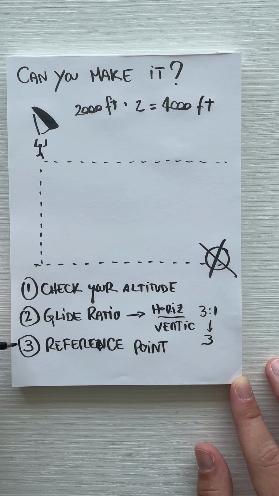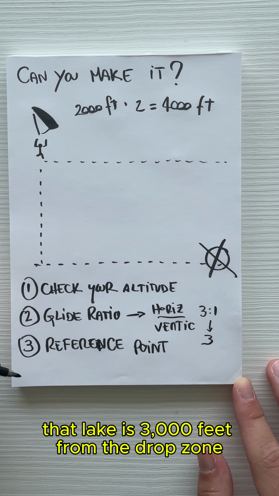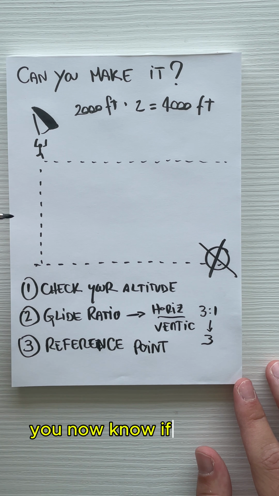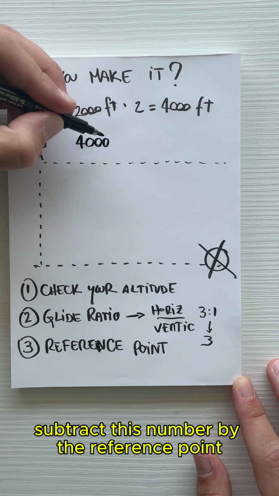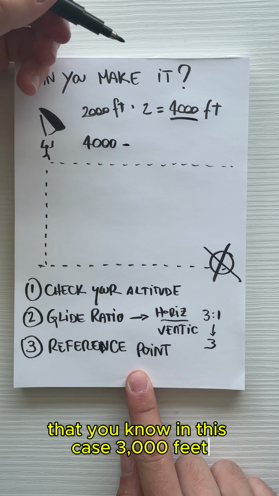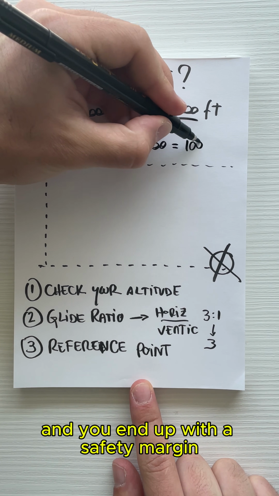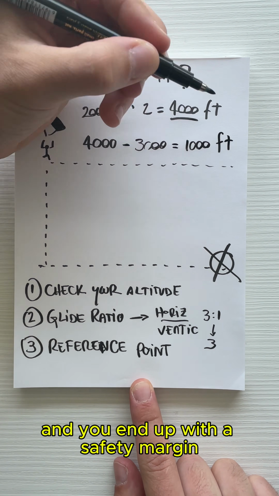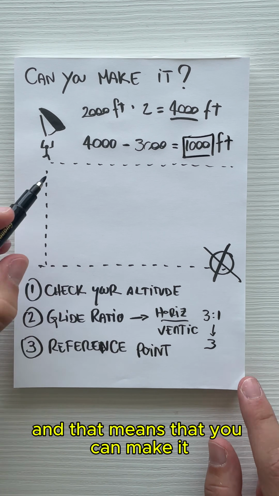And if you have a reference point, for example, you are over a lake and you know that lake is 3,000 feet from the drop zone, you now know if you can make it or not. In fact, it's very easy. Subtract this number by the reference point that you know, in this case 3,000 feet, and you end up with a safety margin of around 1,000 feet, and that means that you can make it.